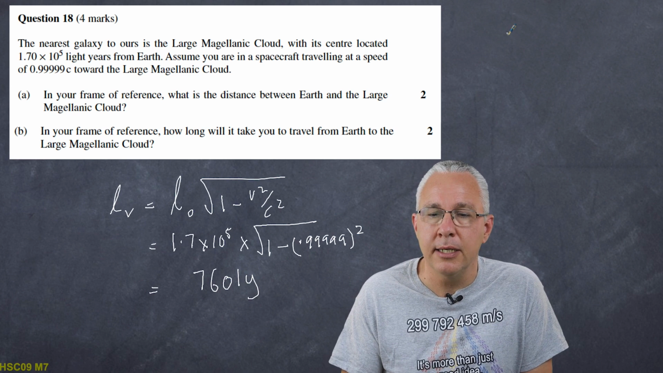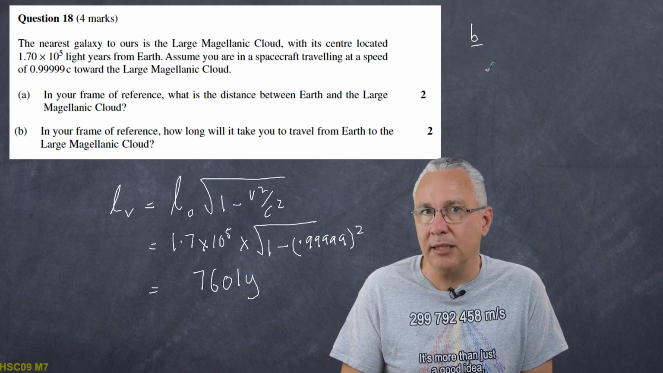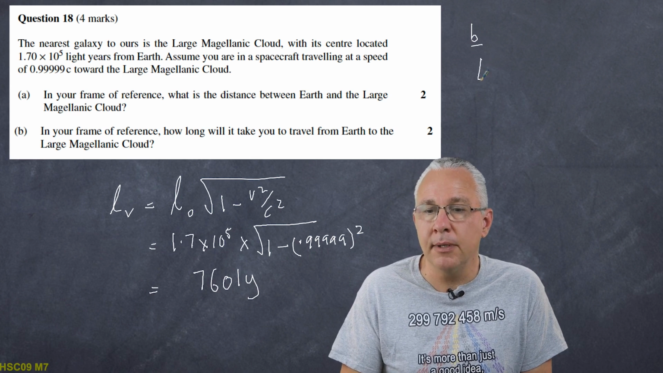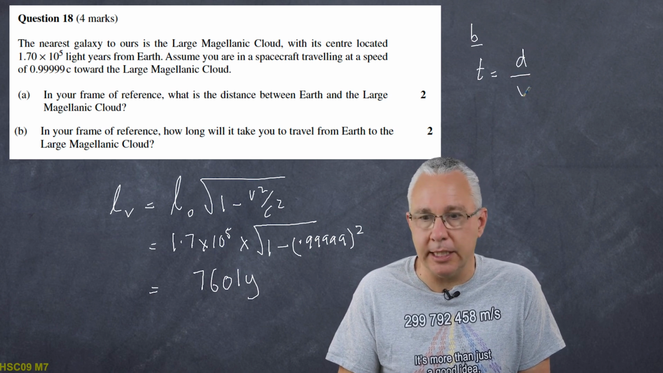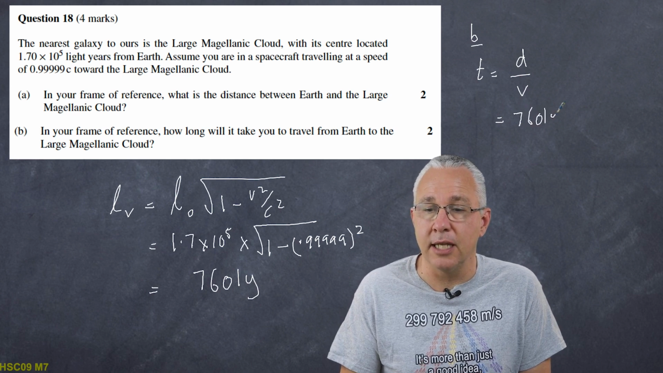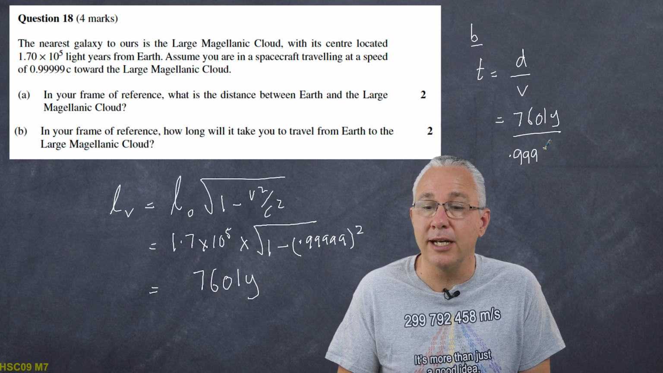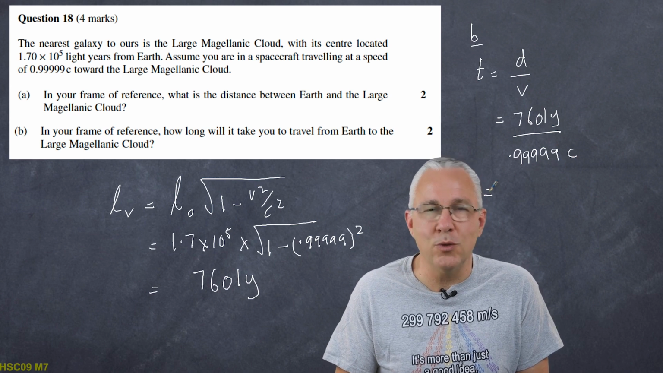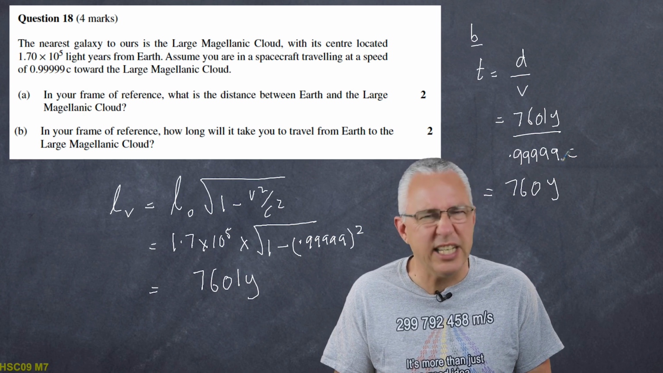Part B says simply, in your frame of reference, how long will it take? Well, your time is equal to simply the distance that you travel divided by the velocity that you have. We've already established the distance is 760 light years. The velocity, of course, is 0.99999 c. And when you do that calculation, you're going to get 760 years, give or take.